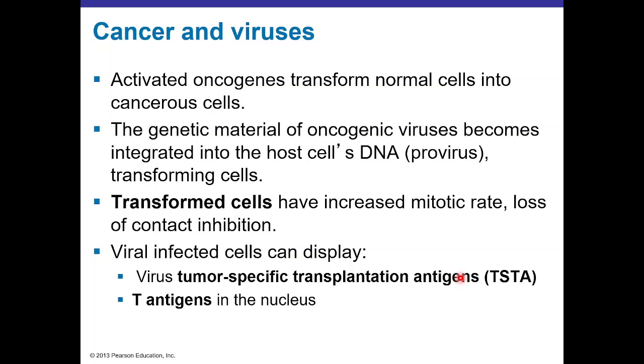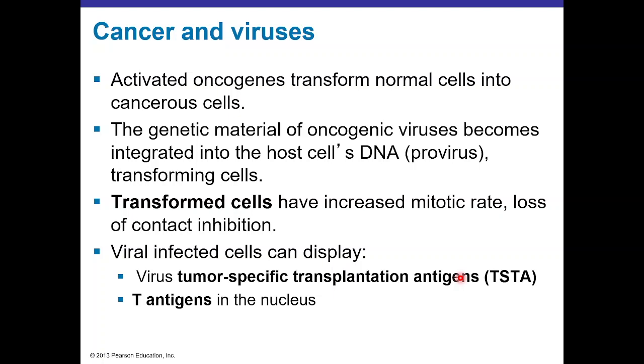10% of cancers are caused by infections of viruses. Viruses can activate normal genes that we have in our DNA that are known as oncogenes. These oncogenes, when they are activated, are known as proto-oncogenes, and they can transform the normal cells into cancer cells. And the genetic material of oncogenic viruses can become integrated into the host cells, forming what we call proviruses.